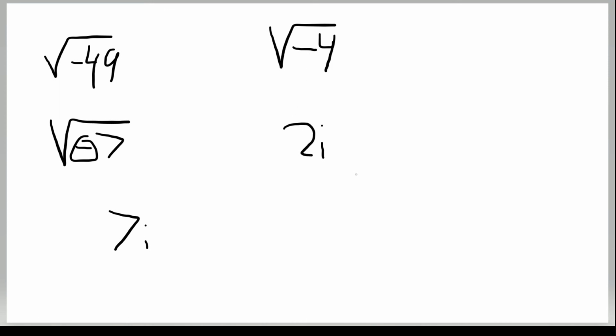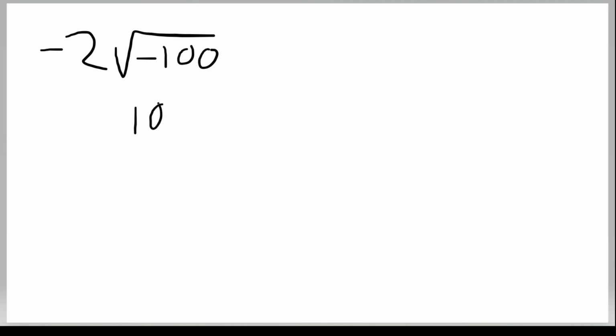Now let's get on to some more complicated stuff. Some more complicated stuff being -2 times the square root of -100. Now, the square root of 100 is 10. So, it would be 10i. But since we have this number over here, we need to multiply 10i by -2, making it -20i.